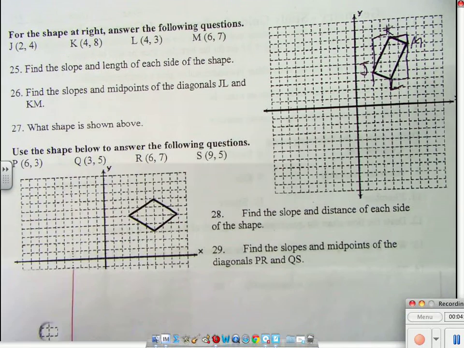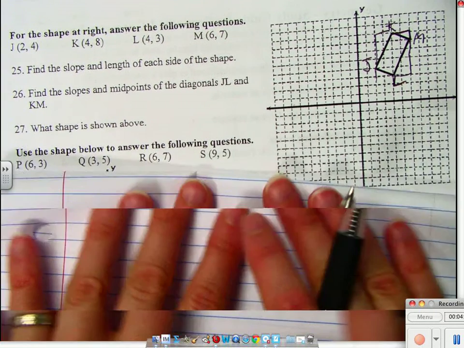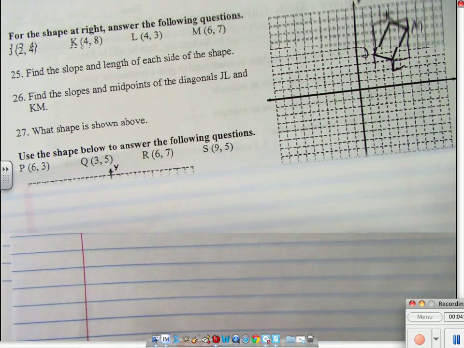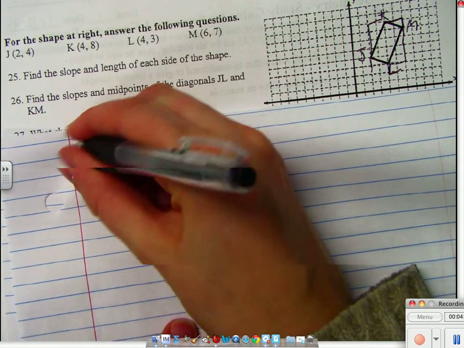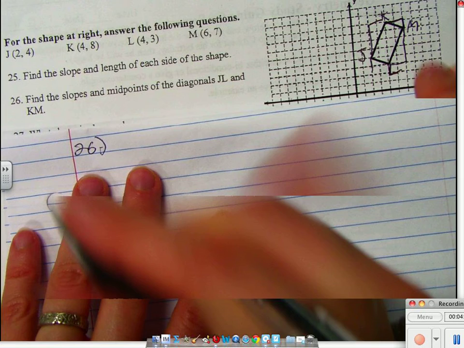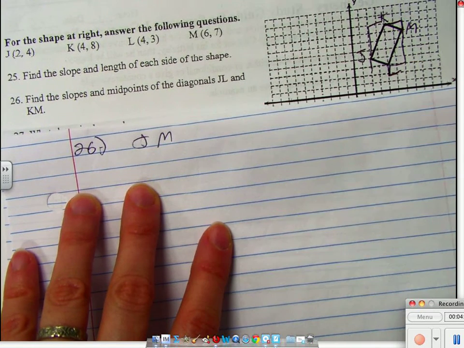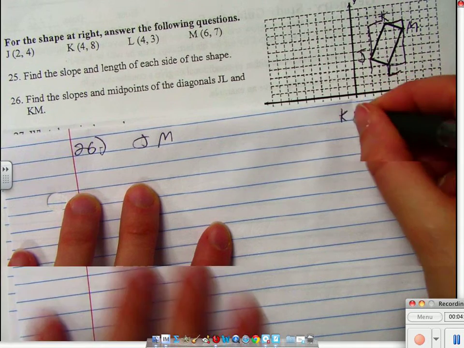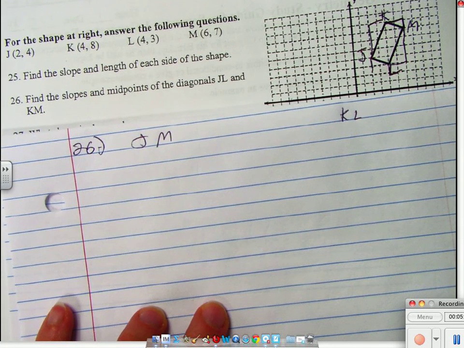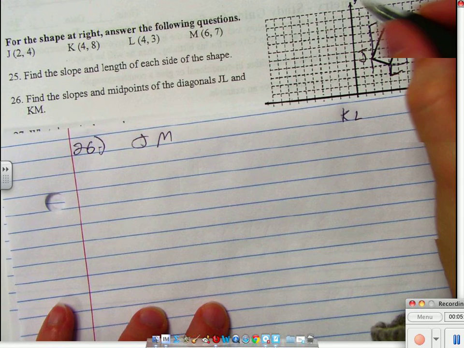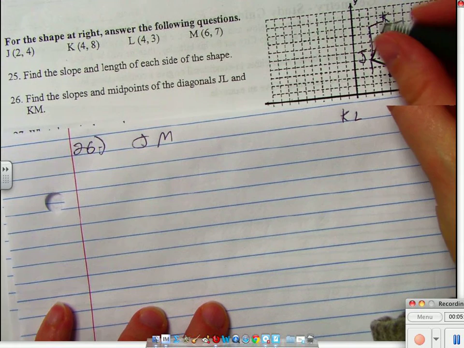Okay, I am going to move this up to do number 26. 26 gives you the wrong letters. Sorry about that. You want from J to M, and you want from K to L. Okay, you want to find the slopes, the midpoints of the diagonals. So let's do J to M first.